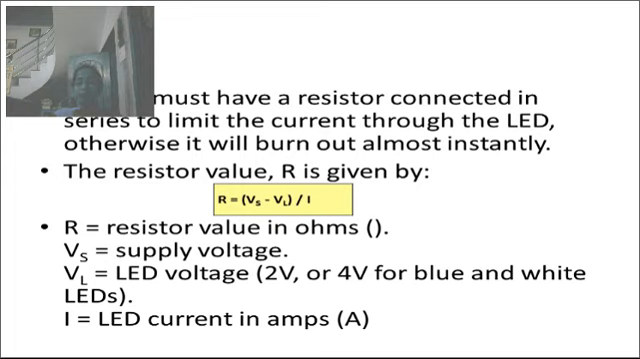Special ICs are also available for driving LEDs. For example, the IC BCT3215 device can drive up to 10 LEDs. It can supply 20 milliamperes of current to each LED. In other words, it has a total current capability of 200 milliamperes.